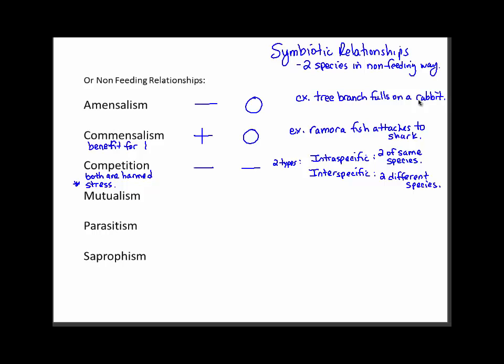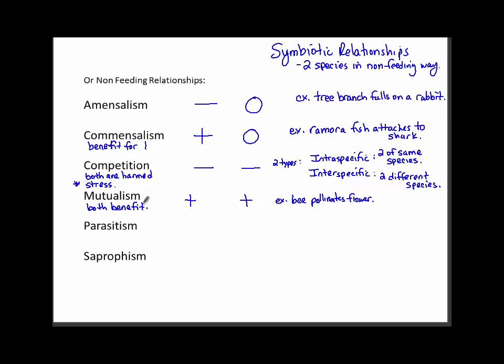The fourth type or form of symbiotic relationship here is mutualism. If in competition they both are hurt, in mutualism, both species are benefiting. A classic example is the bee and the flower. The bee provides the pollination that the flower needs, and the flower is providing the food that the bee needs. They're both benefiting. That's mutualism.